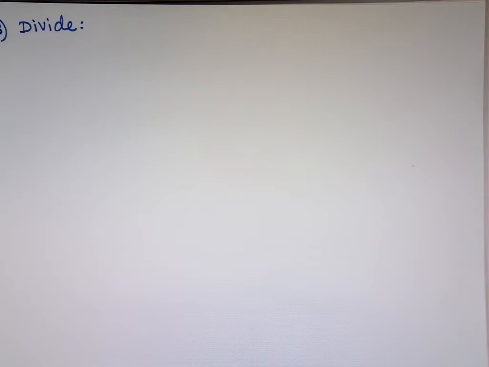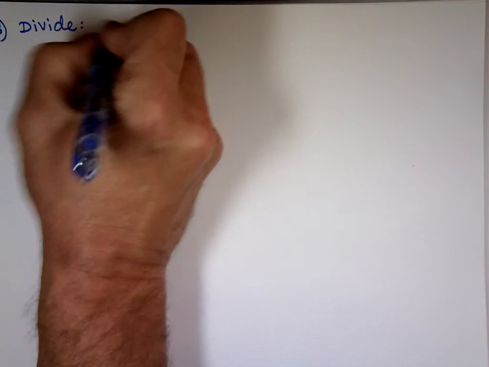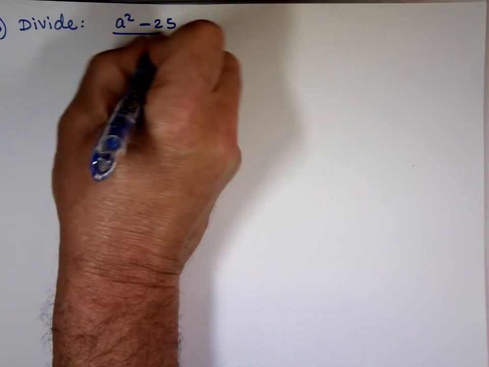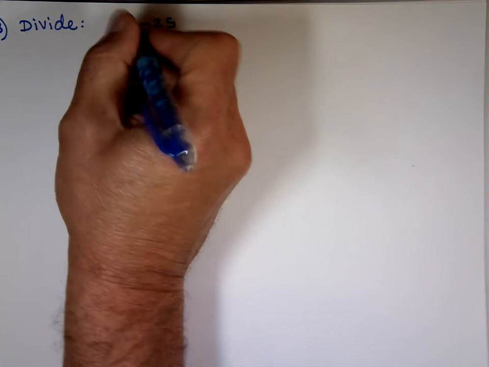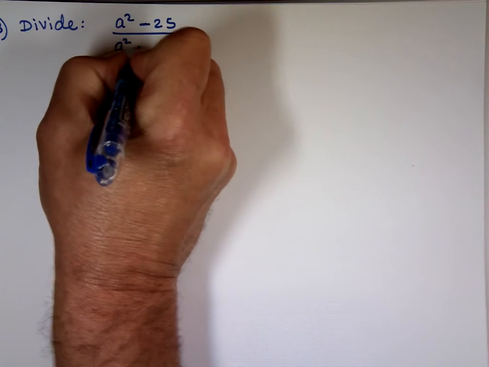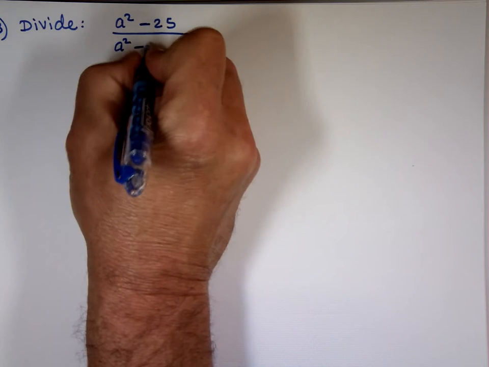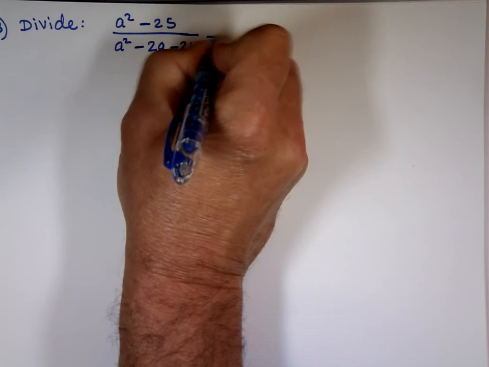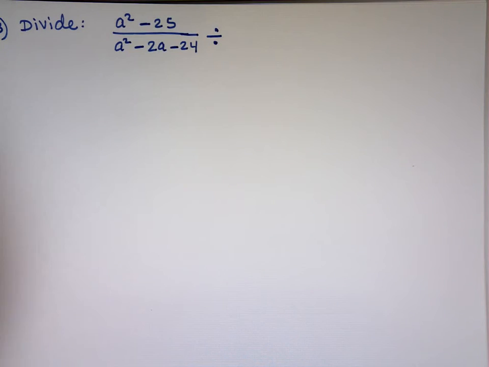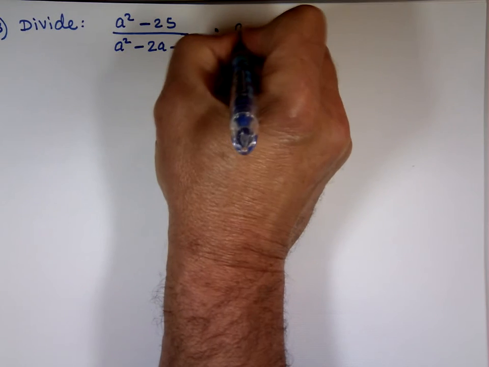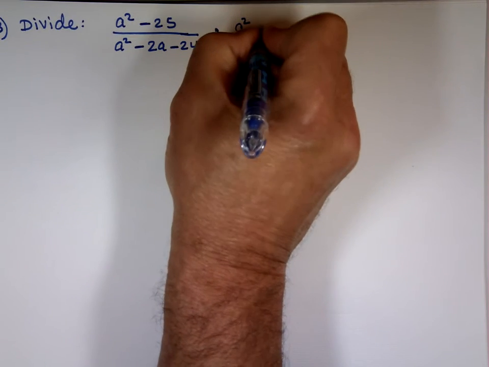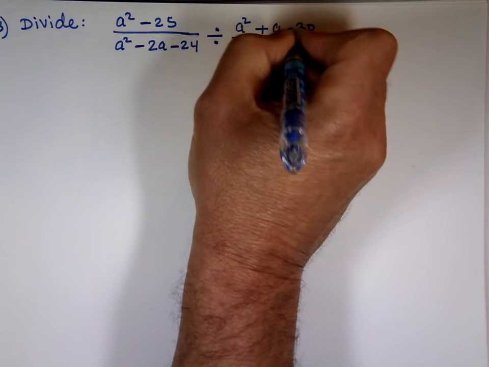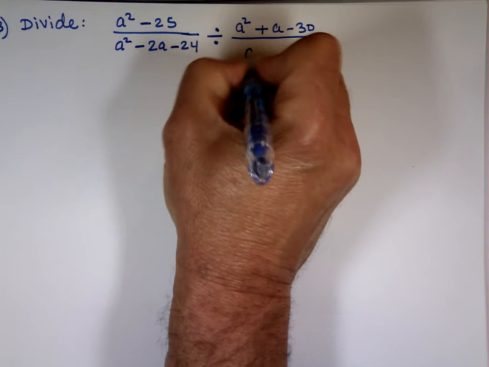a squared minus 25 over a squared minus 2a minus 24, divided by a squared plus a minus 30 over a squared minus 36.